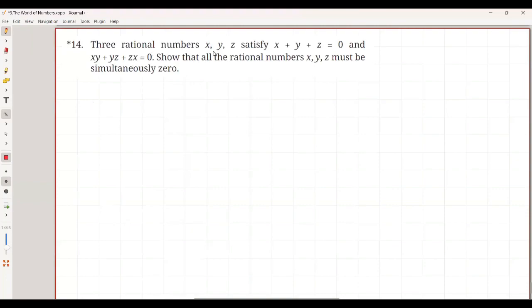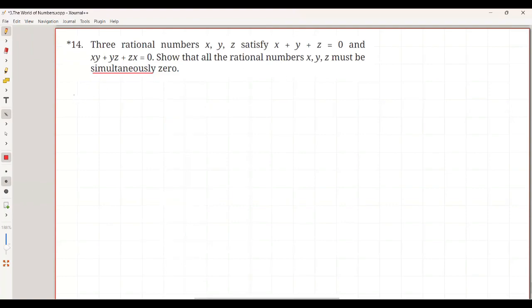Three rational numbers x, y, z satisfy x plus y plus z is equal to 0 and xy plus yz plus zx is equal to 0. Show that all the rational numbers x, y, z must be simultaneously 0. Simultaneously means at the same time. At the same time x, y, z should be 0. We have to prove it.